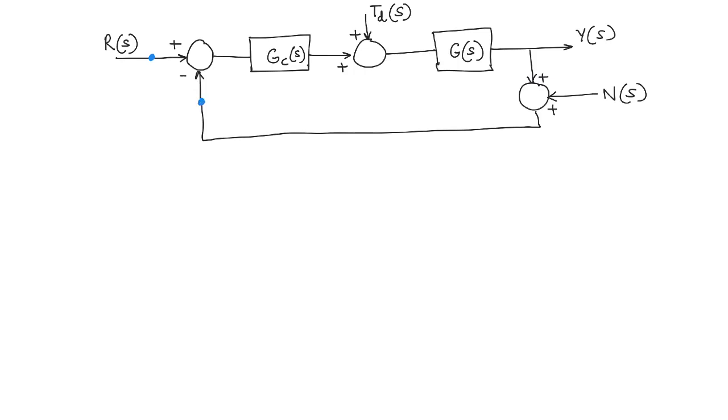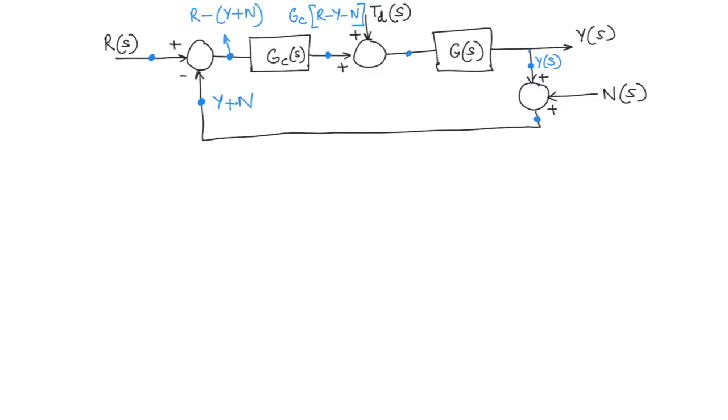I know that by looking at the signal here, and that is Y(s). So Y(s) plus N(s) is the signal here. So that's y plus n. I'm just skipping the s's. So the signal at this point then is going to be r minus y plus n. And the signal at this point is going to be Gc times r minus y minus n.